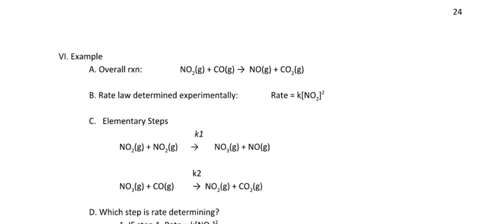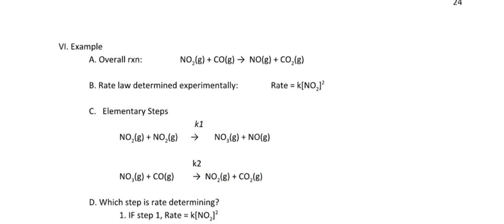All right, so for example, here is my overall reaction. I have some nitrogen dioxide and carbon monoxide, making nitrogen monoxide and carbon dioxide. So going in lab, using Beer's law, we can experimentally determine the rate law. And we notice the rate is equal to some constant times the concentration of nitrogen dioxide raised to the second, okay? So here are my two elementary steps, okay? So my two NO2 are going to collide to make NO3 plus NO. Then NO3 will collide with CO to make NO2 plus CO2.